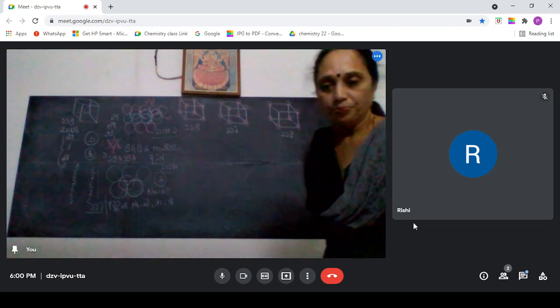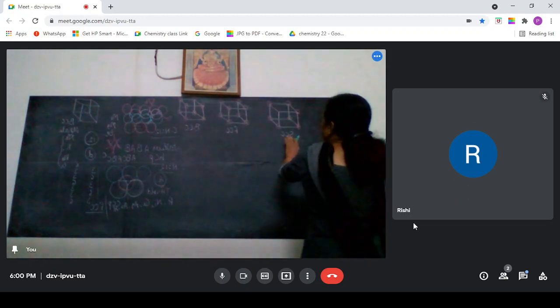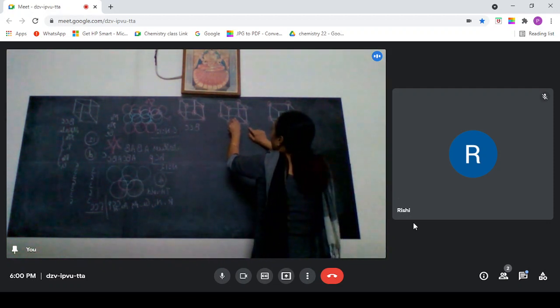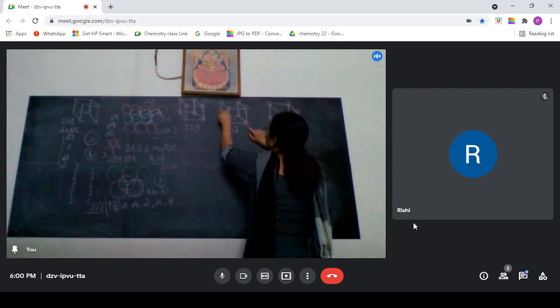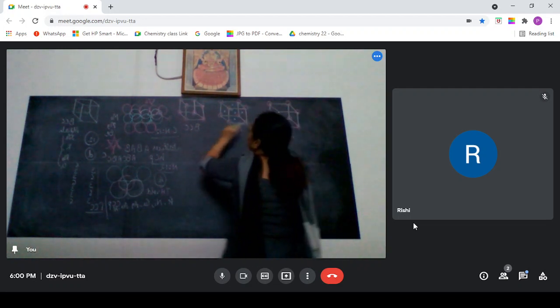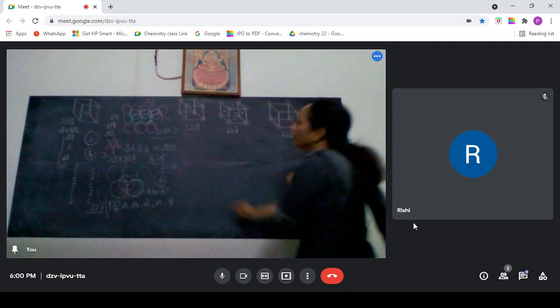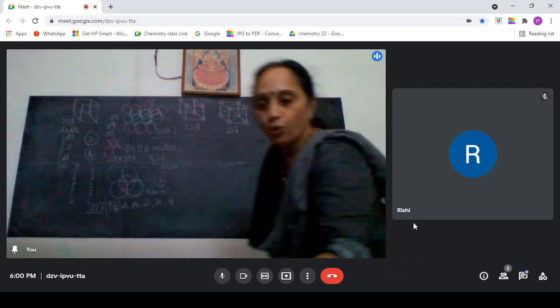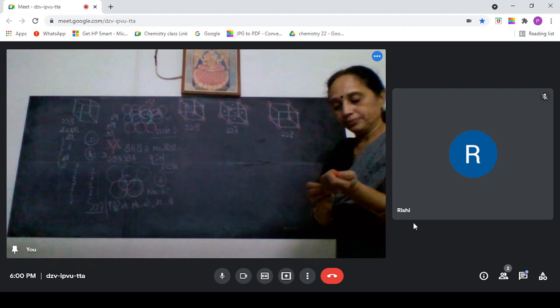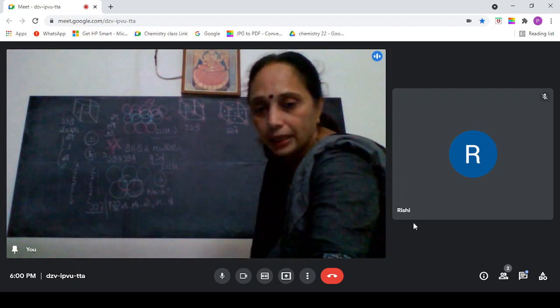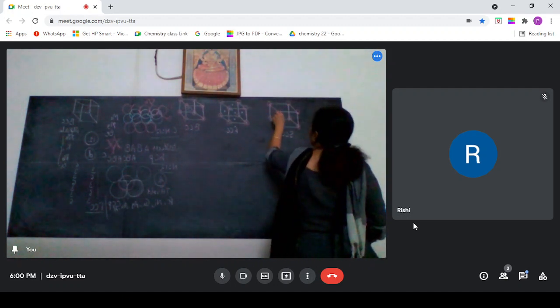Okay. Now, for simple cube only this much. For face centered, you will have one particle at the center of every face, all the faces. Okay. Body centered, you will have one particle at the center of the body. So, now see what I write.